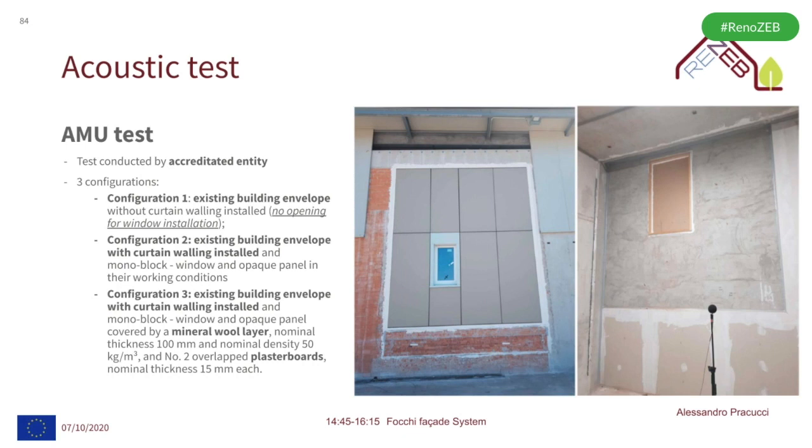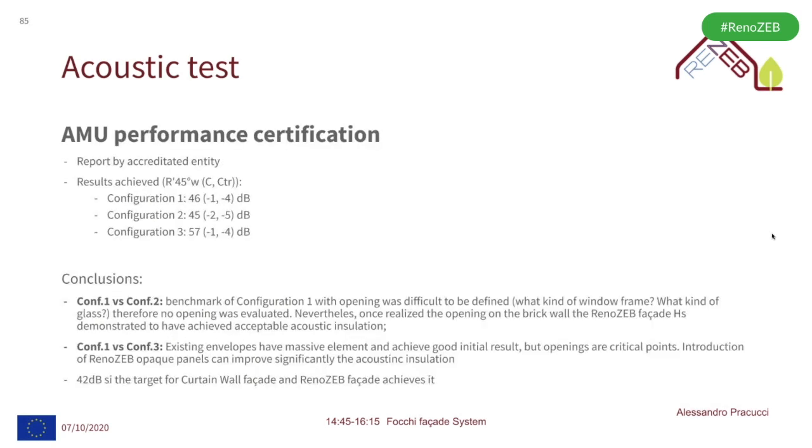So we have tested in this configuration the wall, one brick wall only, as a brick without any opening. But in the second configuration we had an opening. So in the last configuration we closed the window, just to know exactly what the differences are. And here are the results.